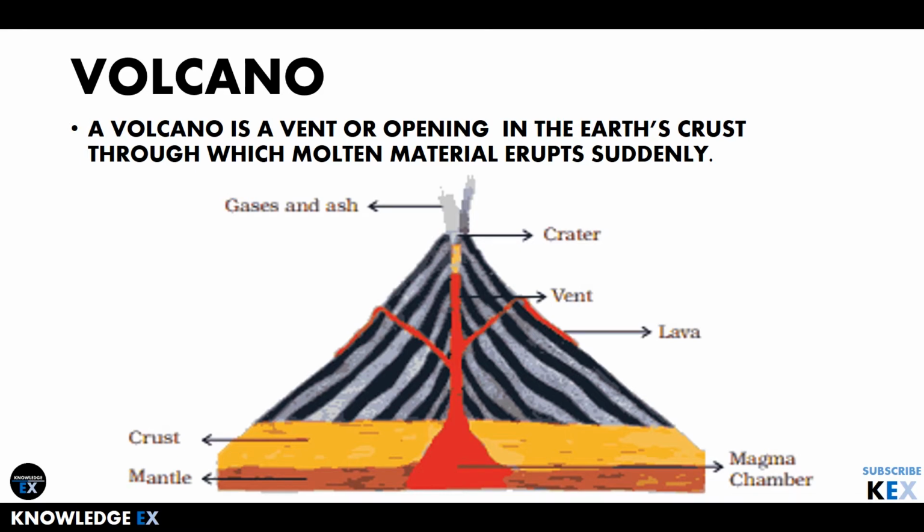And in that picture you can see there is a red colored, pipe-like structure which we call a vent. The upper part of the opening is known as the crater of the volcano, and that is the red colored lava flowing outside the volcano. That is a volcano.